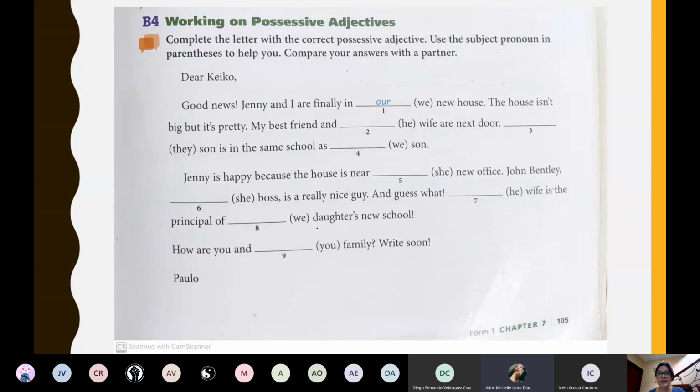For I, you have to use my. For he, you have to use his, she, her, we, our. So that is, dear Keiko, good news. Jenny and I are finally, in parentheses, we have we, look. In parentheses, you have we. So what possessive adjective do you have to use? Our. Good news, Jenny. Jenny and I are finally in our new house. This house isn't big, but it's pretty.